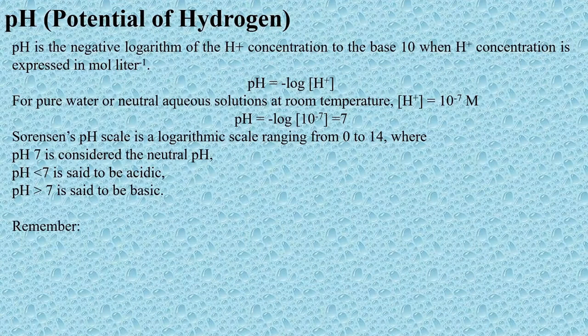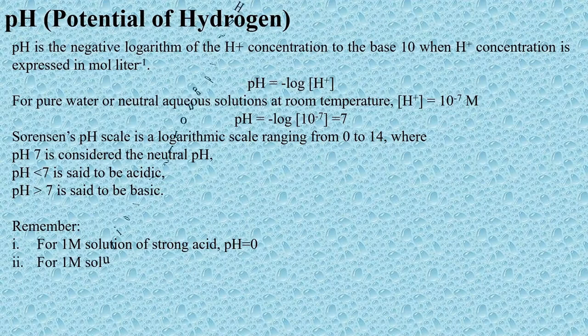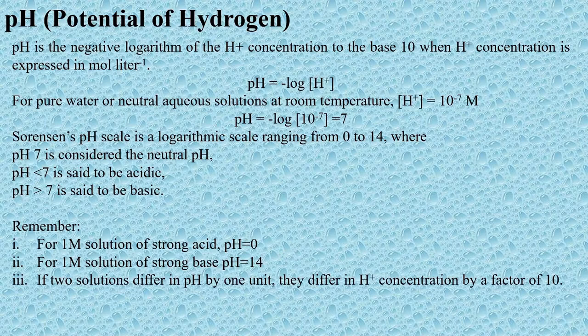So we can remember that for a 1 molar solution of strong acid, pH is equal to 0. For a 1 molar solution of strong base, pH is equal to 14. And if two solutions differ in pH by 1 unit, they differ in H+ concentration by a factor of 10. Now we are going to solve some problems related to this pH.